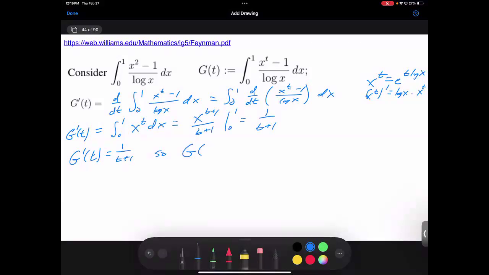So what is g of t? It's the integral from 0 to t of g prime of, let's say, tau d tau. This will just be g of t minus g of 0. So the question is, is this what we want? The constant term always gets a little bit annoying.